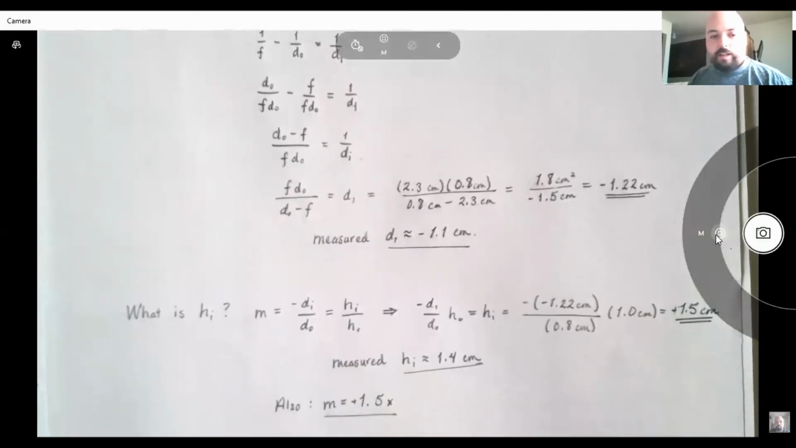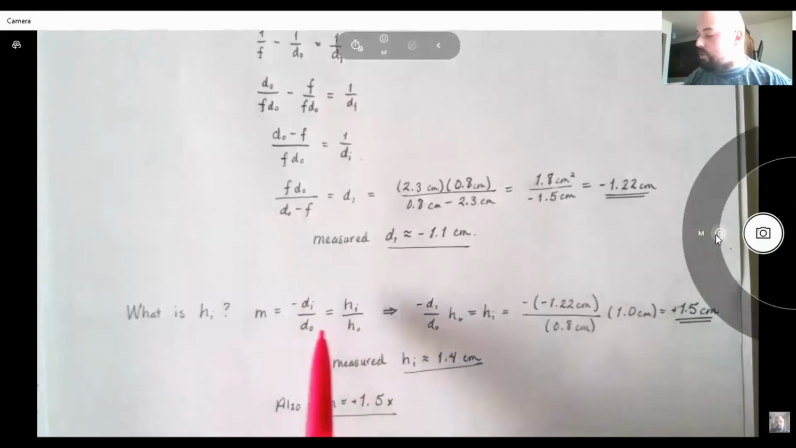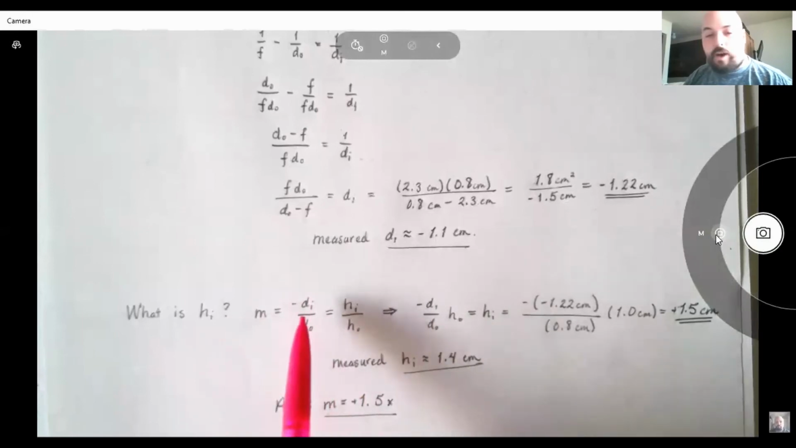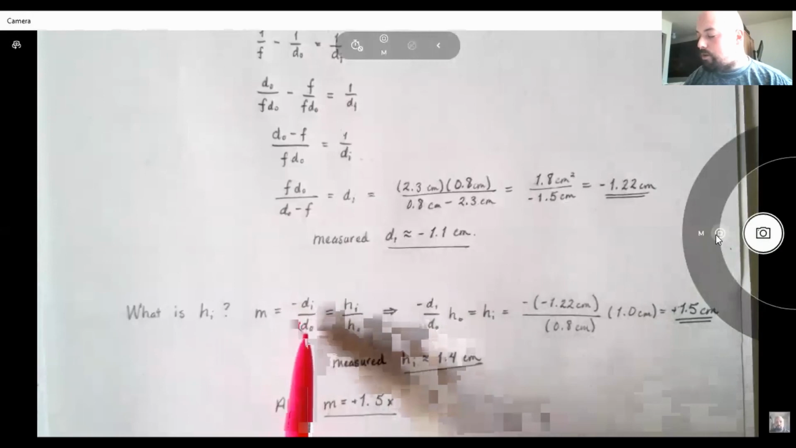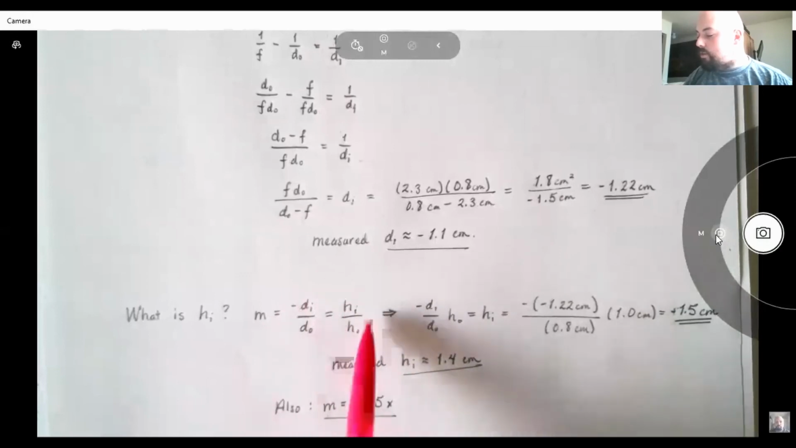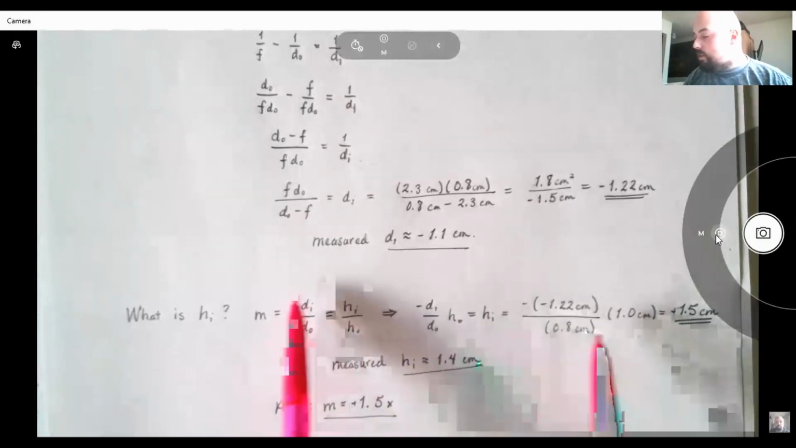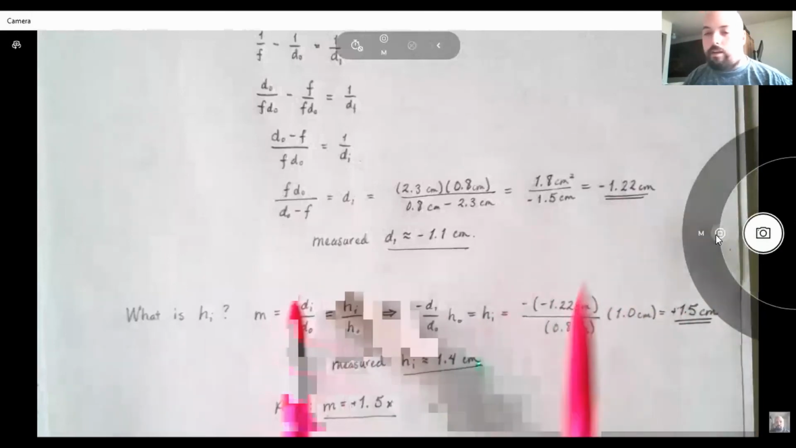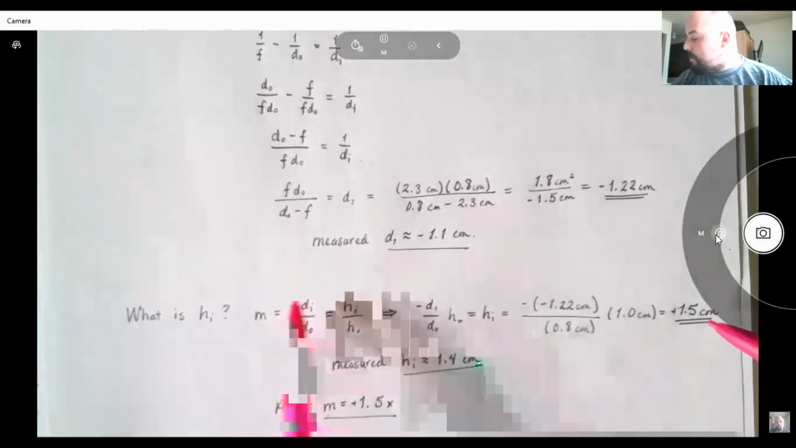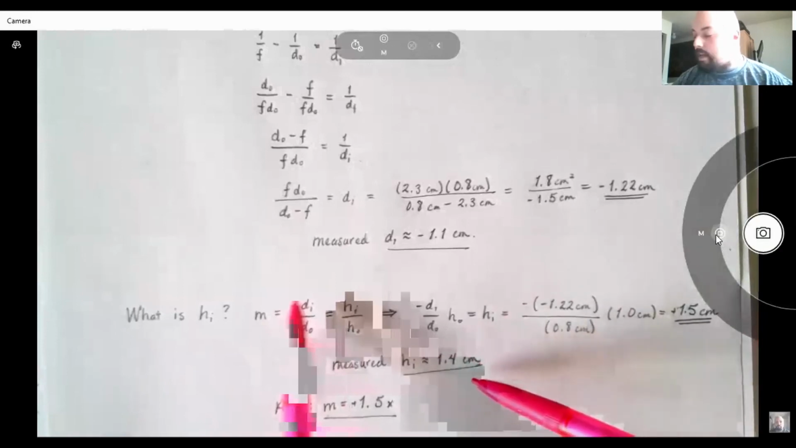The next thing maybe asked is, what is the height of the image using your magnification? Since we just found the distance to the image and we know the distance to the object and the height of the object, we can use this relationship of the magnification, since these are equal to each other, to determine the height of the image. And we find through algebra and the values that we obtained earlier that we get about 1.5 centimeters.